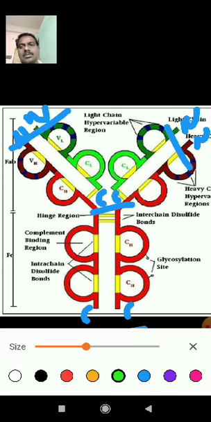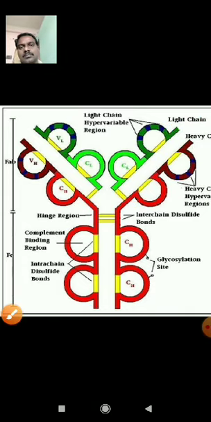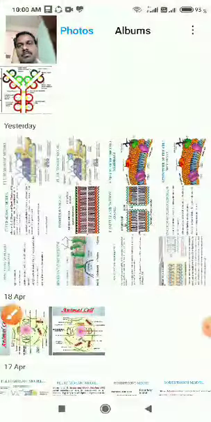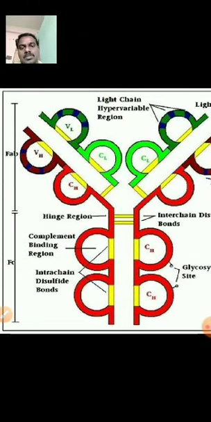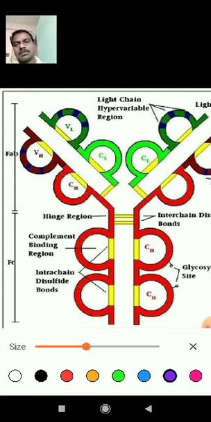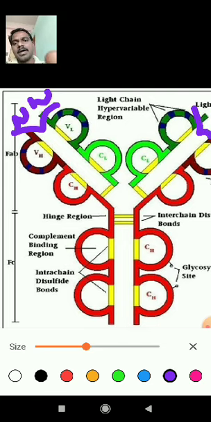Very important: the N terminals are also called the FAB pots, meaning antigen binding pots. Suppose this is an N terminal, and here is another N terminal. This side and that side we call the antigen binding sites.